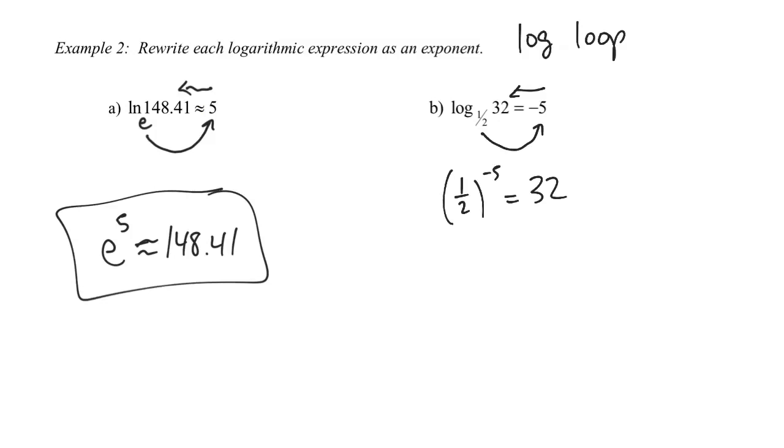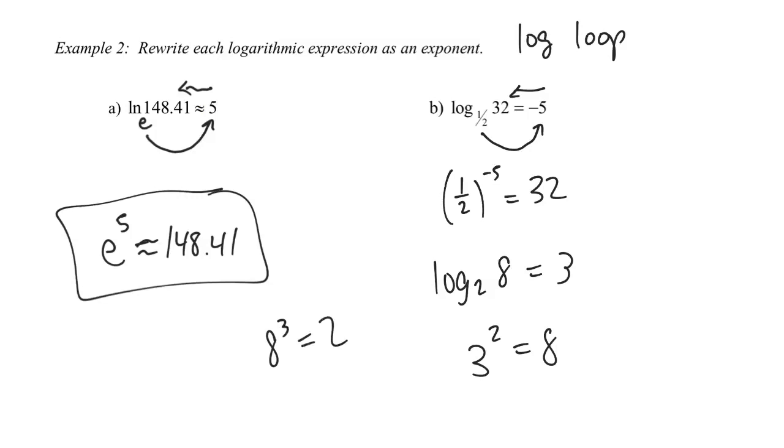Now, here's one pointer. Make sure that what you write is a true statement. For example, if I have log base 2 of 8 is equal to 3, if you write 3 to the 2nd is equal to 8, that's not a true statement. If you write 8 to the 3rd is equal to 2, that's not a true statement. Make sure that you are actually writing something that is true whenever you do this, which would be 2 to the 3rd is equal to 8, because I loop to the exponent and then I read it from right to left.